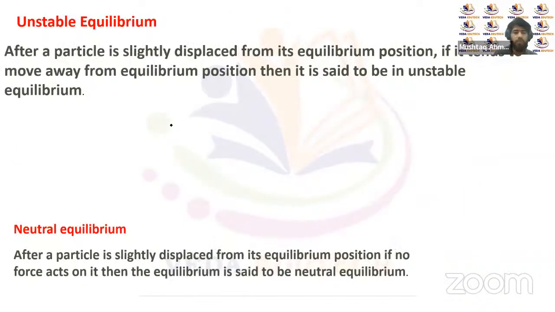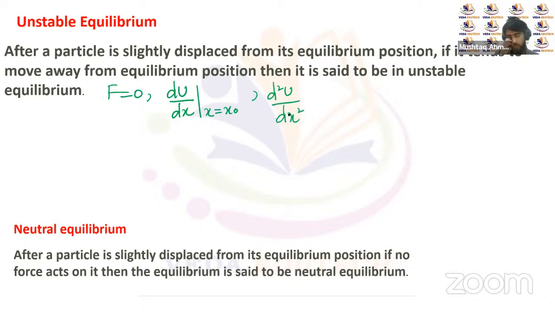Similarly, for unstable equilibrium position, F net should be equal to zero, or we can say the slope of the potential energy versus position graph should be equal to zero at x equal to x naught. And for the position to be unstable, the potential energy should have a point of maxima, or we can say the second derivative should be less than zero, right? So this position will be called an unstable position, or unstable equilibrium.